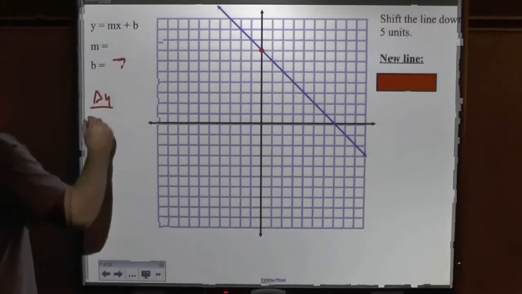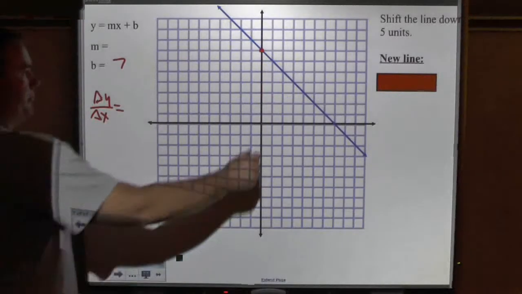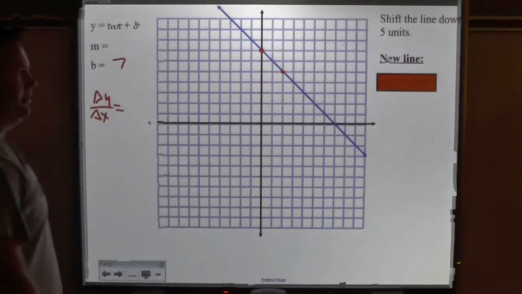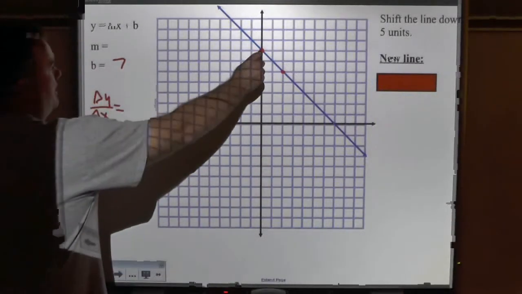We then have to find change in y over change in x, find that slope, do that every single time. There's another point right there you can use. There's a couple more on there. Just pick 2 points. Start at the point farthest to the left.